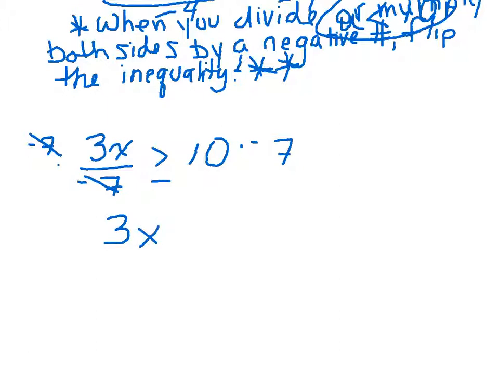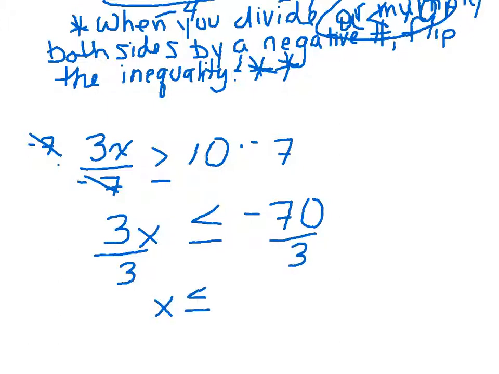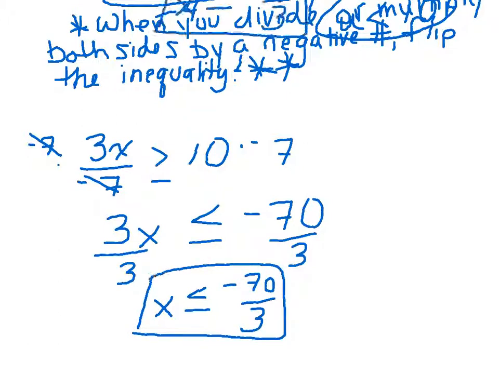Now we multiplied both sides by a negative 7, so we need to flip it. And then 10 times negative 7 is negative 70. And then the last step, we need to divide by 3. Now the 3 is positive, so we don't need to worry about flipping it, only if we are using a negative number. And I'm going to keep that as an improper fraction because that's generally what we do in algebra. And there you go. So that's another example.